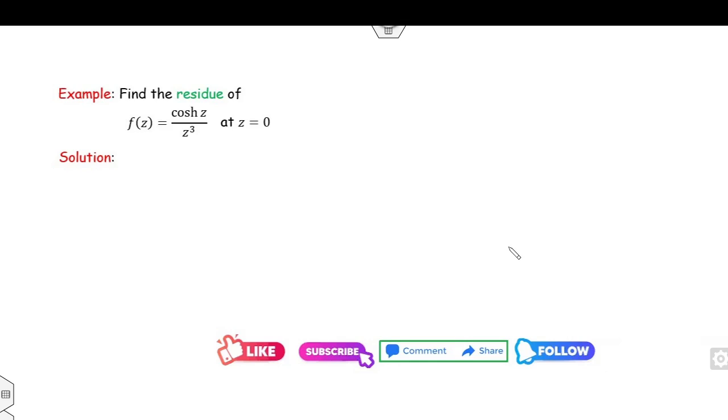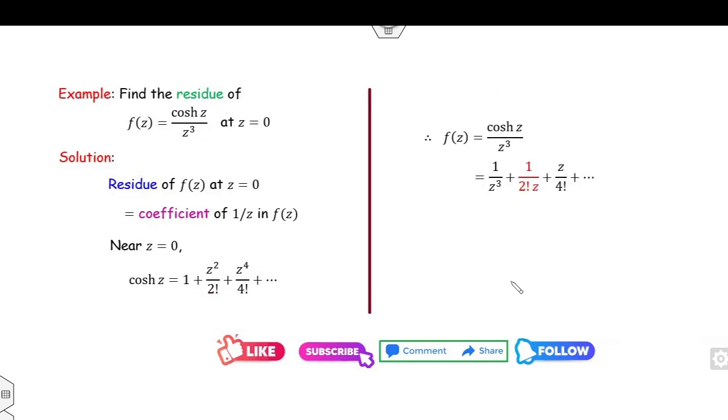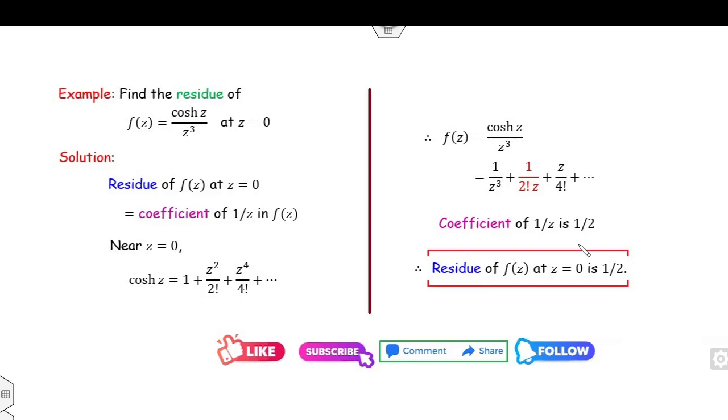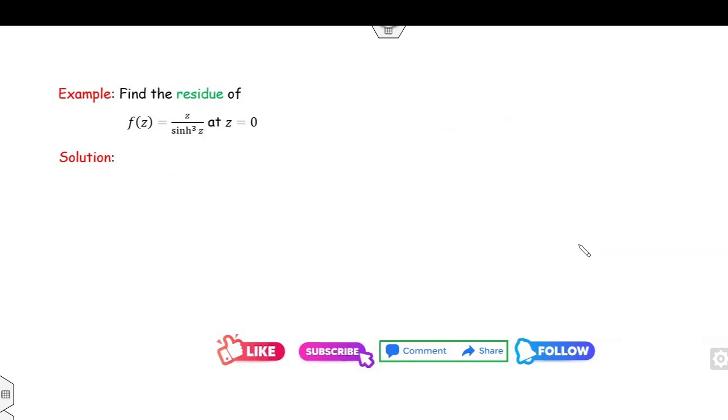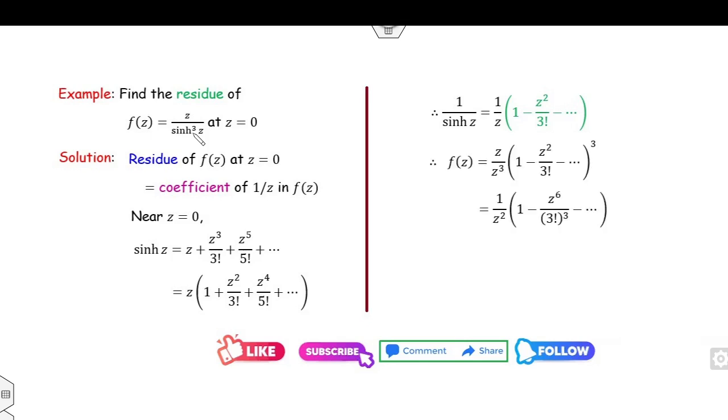Again, look at this next term. You have to start with the cosh. That's again a similar one. You can start with the cosh series and substitute the value in the given function. Your f(z) will be 1 over z cubed plus so on. So can you find the coefficient of 1 over z, which is equal to 1 over 2 factorial? So the answer is half. This is the same question, a repetition, so I can skip that.